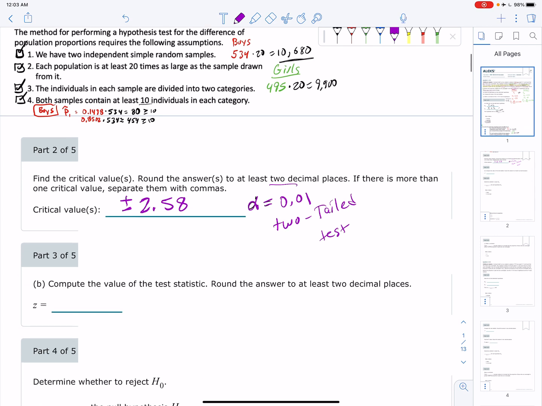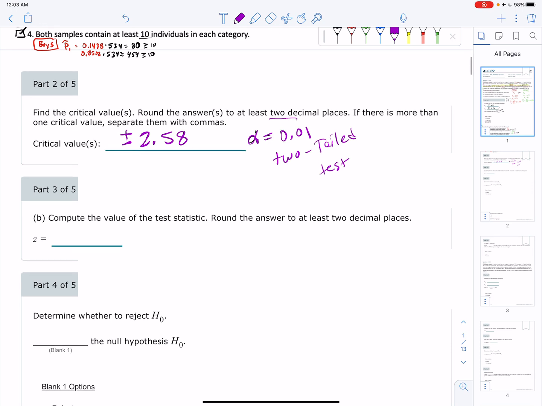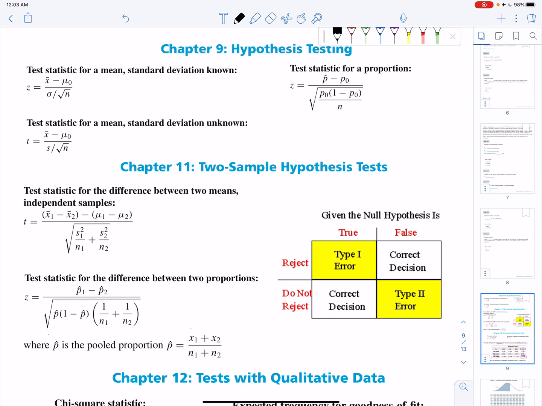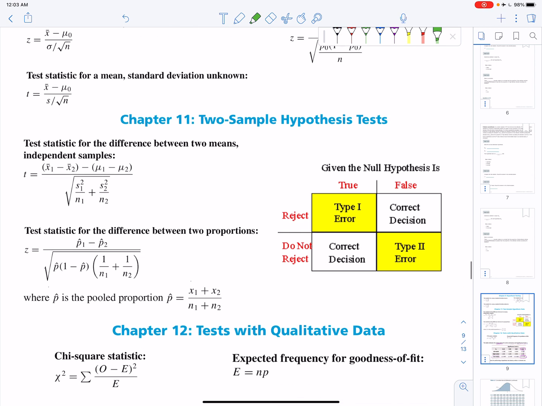Now, the next piece is kind of where a lot of the work comes in. And it says, please compute the test statistic. The test statistic for the difference of two proportions, once again, is down here on our formula sheet. And it says the test statistic for the difference between two proportions is this guy right here. Now, since you have two proportions, you also have to have a method of pooling those two groups together. And this is the easiest method right here, which is called the pooled proportion method.